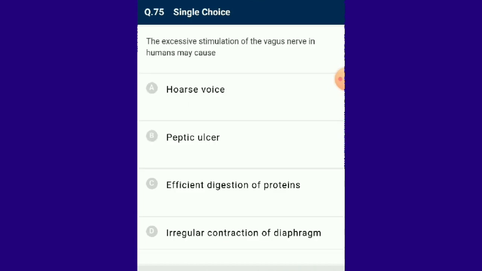Question number 75. The excessive stimulation of vagus nerve in human may cause. Nerves that either arise from or terminate in the brain are called cranial nerves. There are 12 pairs of cranial nerves in human being. The excessive stimulation of the vagus nerve in human may cause peptic ulcer. So the answer for this question is option B.